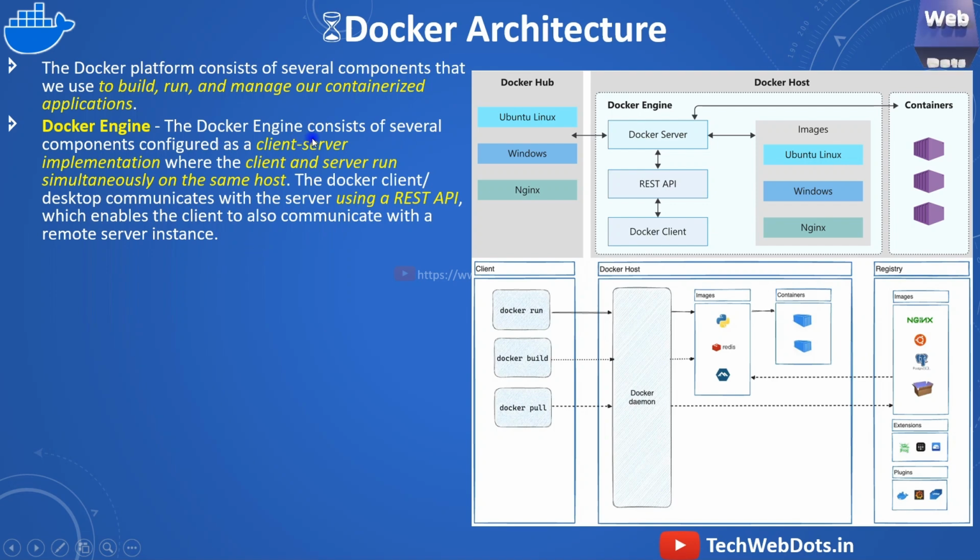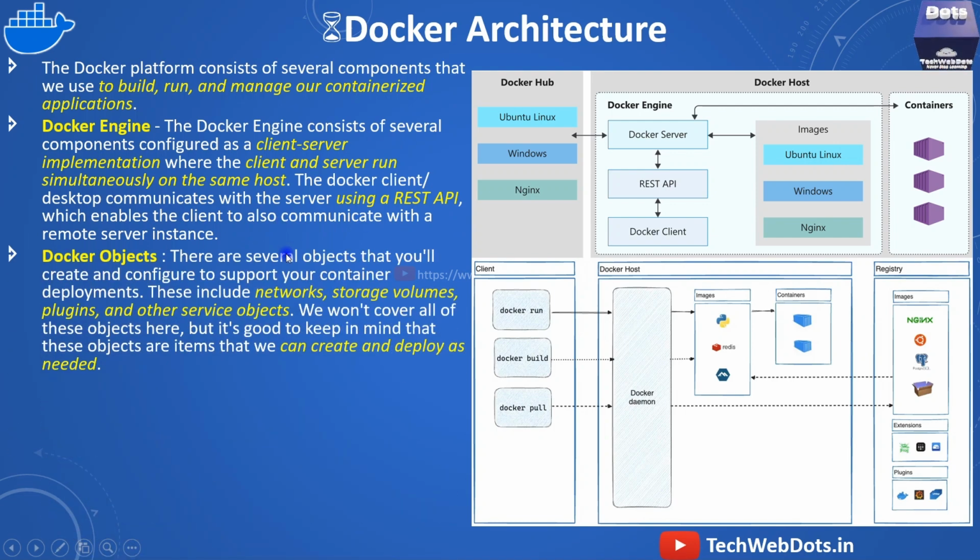The Docker engine consists of several components configured as a client-server implementation, where the client and server run simultaneously on the same host. It means the moment you install Docker, the server and client are both installed. The Docker client or desktop communicates with the server using a REST API, as we have seen in the diagram, which also enables the client to communicate with a remote server instance.